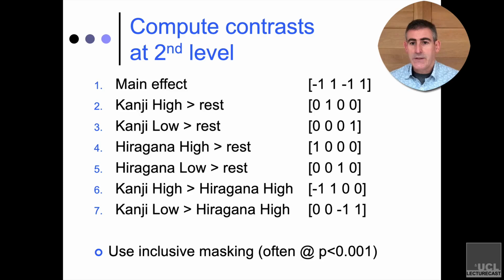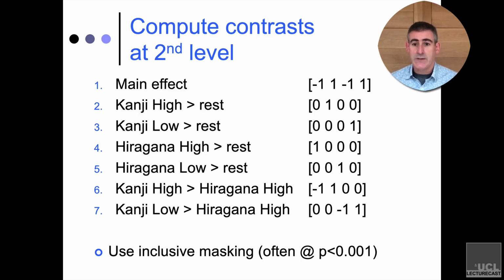Or you can use a more lenient approach and just say, look, I want it to be numerically in the right direction, but I don't really care that much if my masks are significant at a group level. All I want to do is ensure that it meets this sort of criteria. And by default, SPM uses an inclusive masking level of an uncorrected P of less than 0.001, which is a perfectly fine thing to do.